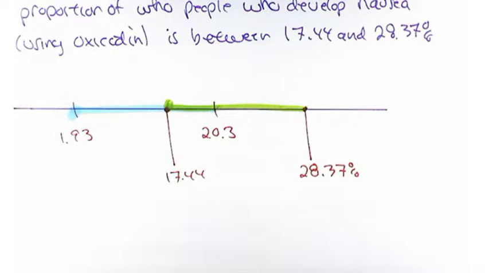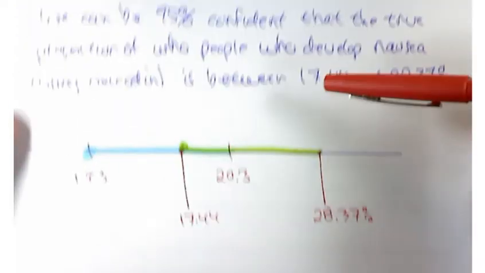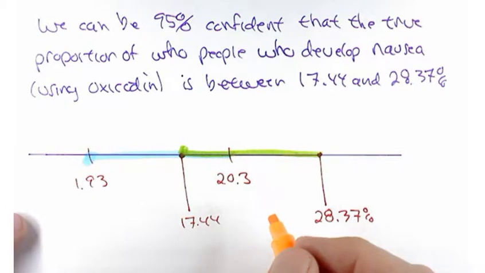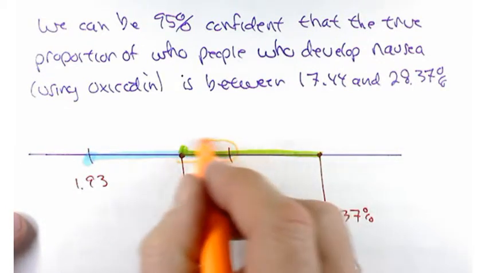The question is to compare these two intervals and come up with a conclusion. Are these necessarily different proportions? Is the proportion of people who develop nausea using oxycodone different than people who develop nausea just because? Are those two different proportions? And they could be, but do they have to be? What's happening in this little interval right here?